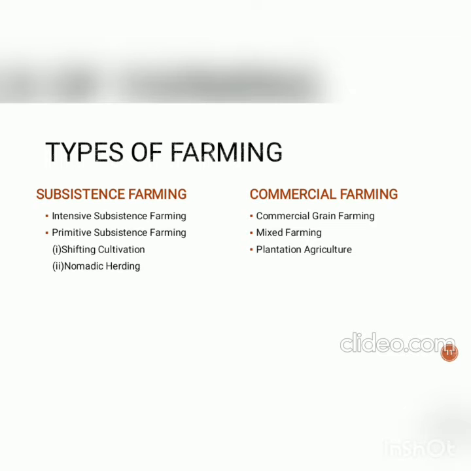Now the types of farming. On a broader category, we have two types of farming: subsistence farming and commercial farming. Subsistence farming is divided into further parts, that is intensive subsistence farming and primitive subsistence farming. Now the primitive subsistence farming is divided into further two parts, in which we have shifting cultivation and nomadic herding. Commercial farming deals with commercial grain farming, mixed farming and plantation agriculture.